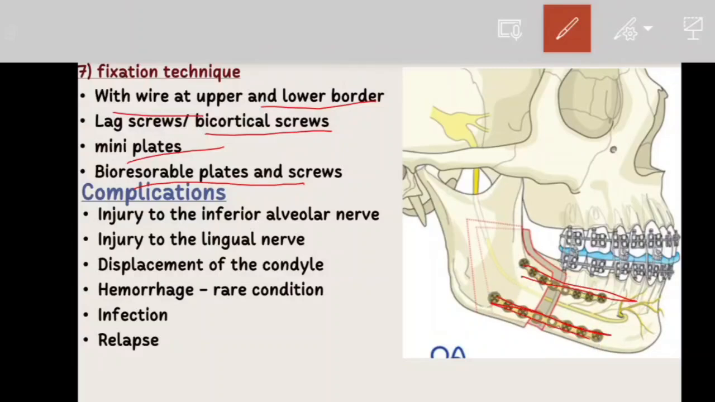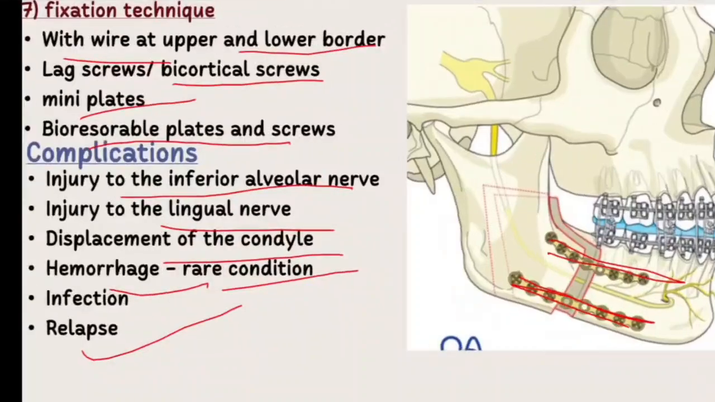Now the complications. This is an important viva question. The complications are injury to the inferior alveolar nerve, injury to the lingual nerve, displacement of the condyle, hemorrhage, but it is a rare condition, infection, and relapse. The most common complication is temporary or permanent inferior alveolar nerve paresthesia.